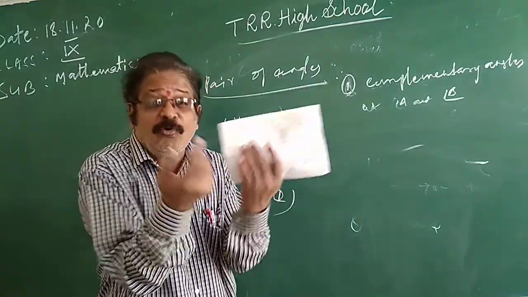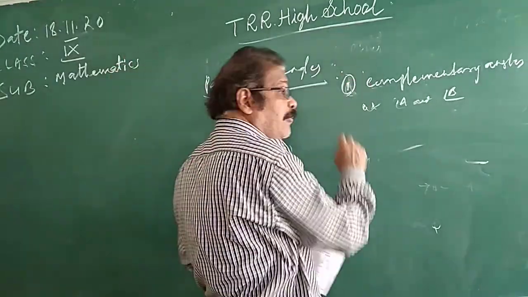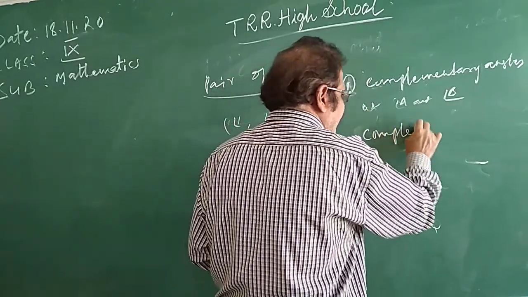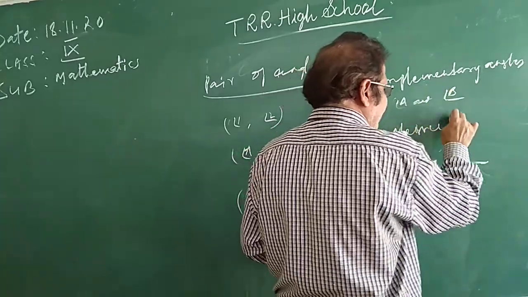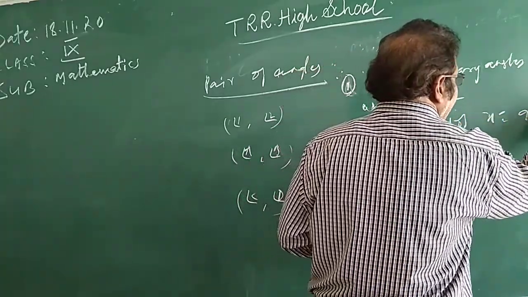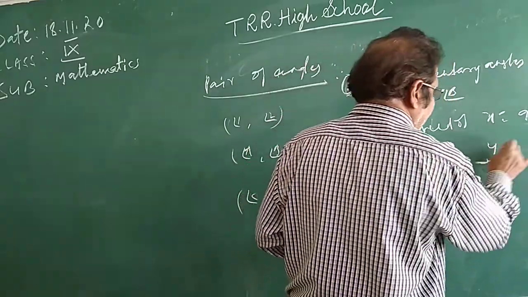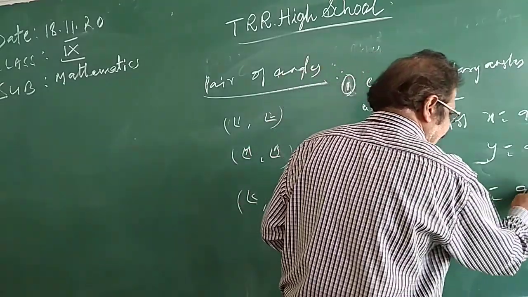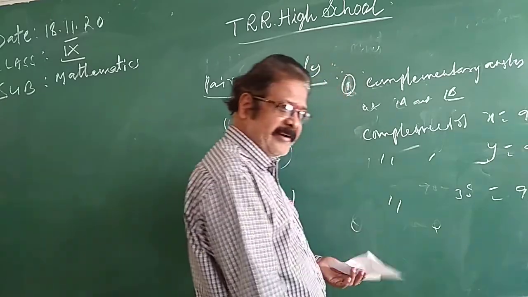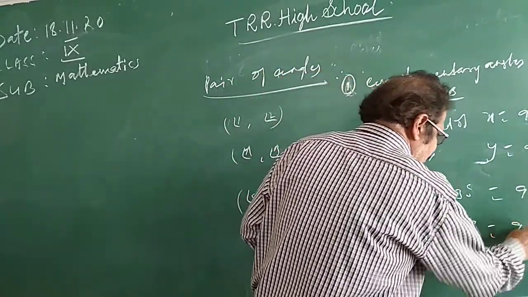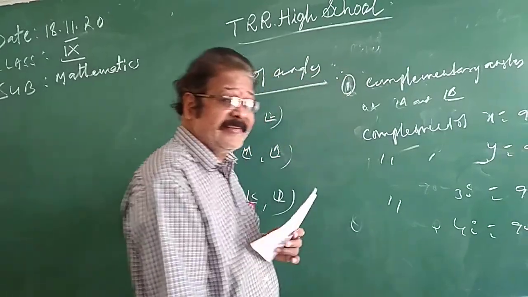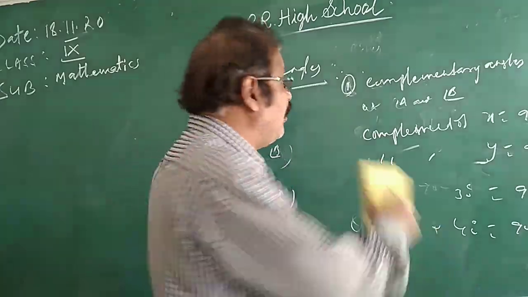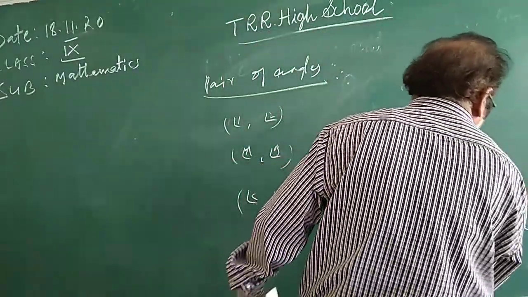Why? Because if the sum of the two angles is 90 degrees, they are called complementary angles. The complement of x is equal to how much? 90 minus x. The complement of y is 90 minus y. The complement of 30 degrees is 90 minus 30, which is 60. The complement of 40 degrees is 90 minus 40, which is 50 degrees. So complementary angles means the sum of the two angles is 90 degrees. Next, supplementary angles.